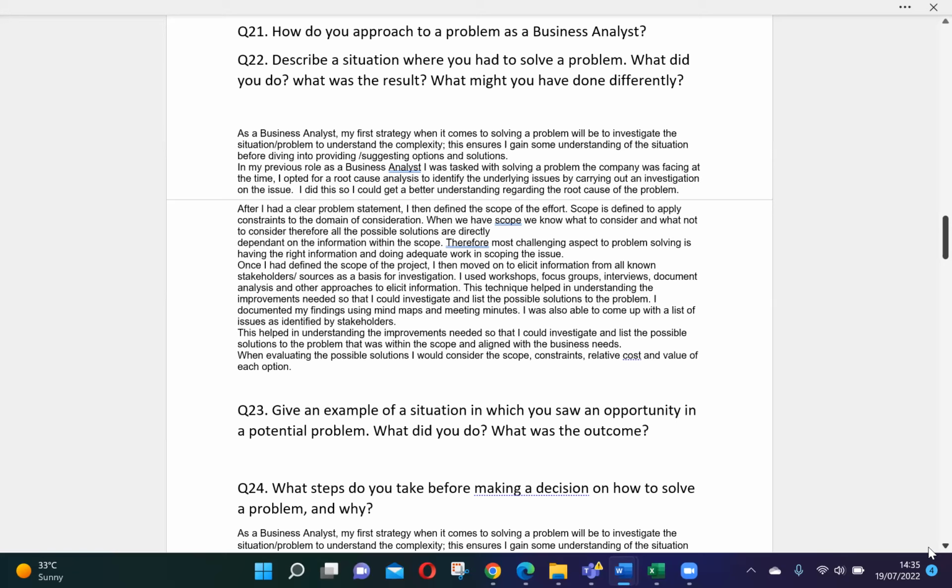Once you have understood why the problem is occurring, then comes how. In the how section, I try to find the solution for this problem. What are all the possible solutions for this problem? I try to find all those solutions, not just one solution. I'll try to find all the possible solutions for this problem.